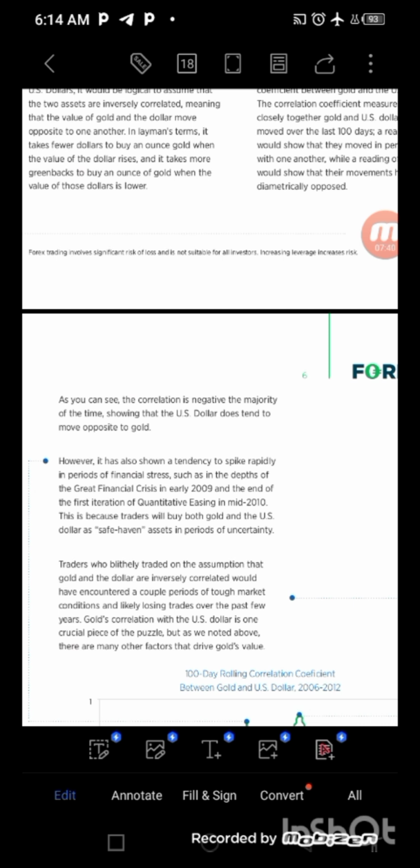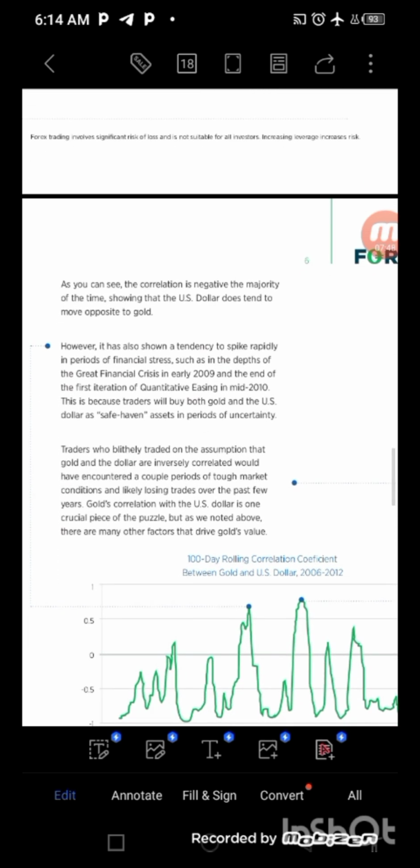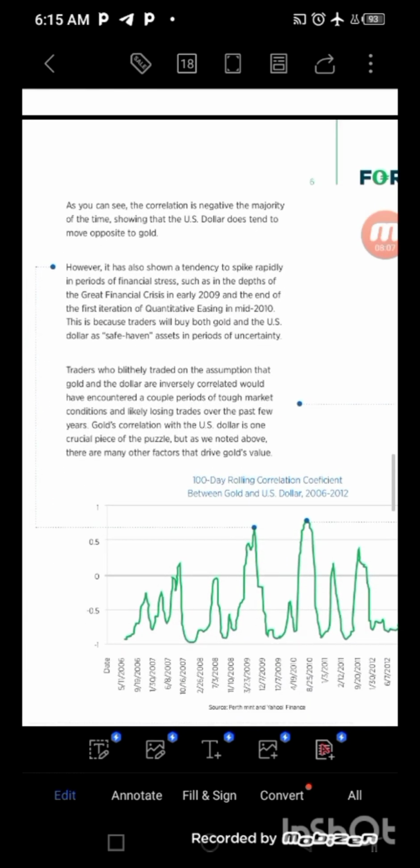Traders who blindly trade on the assumption that gold and the dollar are inversely correlated would have encountered a couple of periods of tough market conditions and likely losing trades over the past few years. Gold's correlation with the US dollar is one of the crucial pieces of the puzzle, but as we noted above, there are many other factors that drive gold's value.